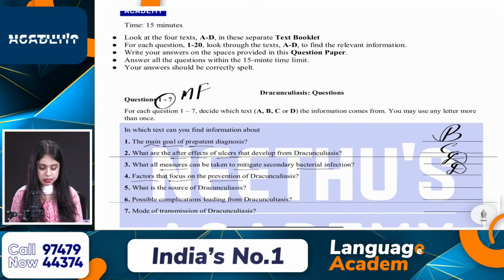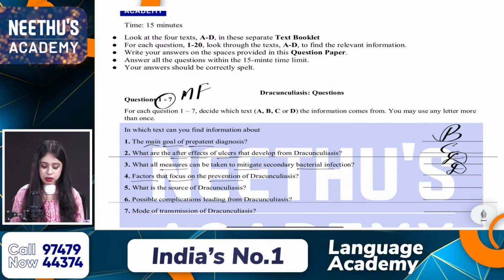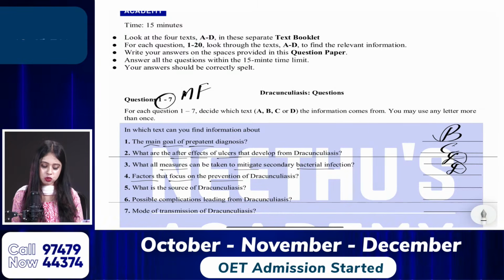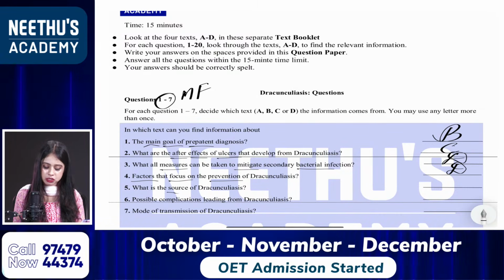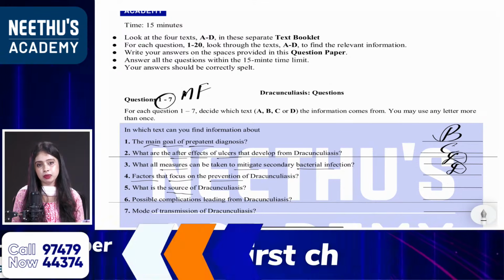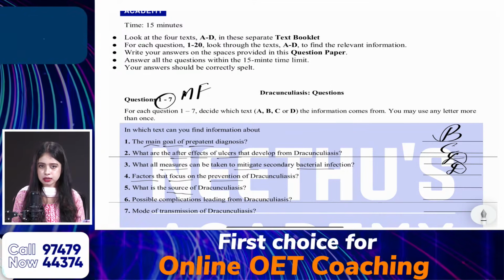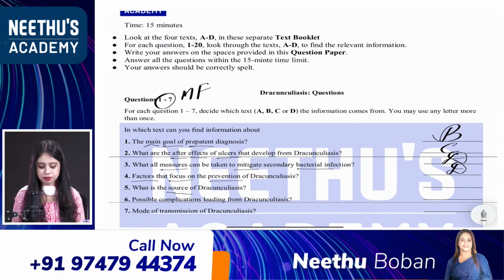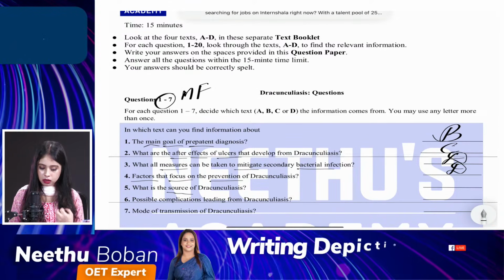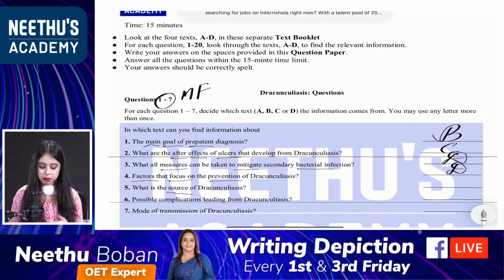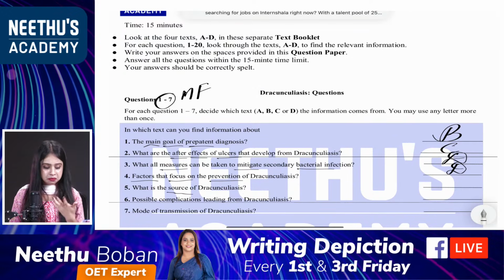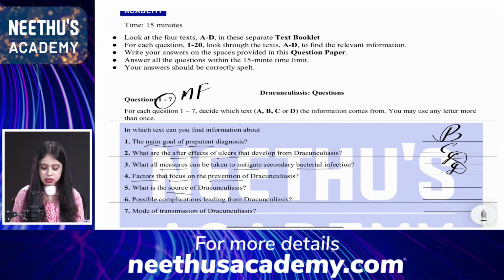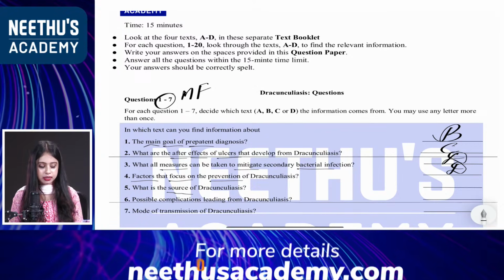Caroline, okay, text D. Fifth one, what is the source of dracunculitis? My only keyword, which I am underlining, is source. So where is the origin of the disease condition? Where does it start? Where is the source? Is it from a bacteria, or a virus, or contaminated food or water? Where is it mentioned? What is the source of the condition?